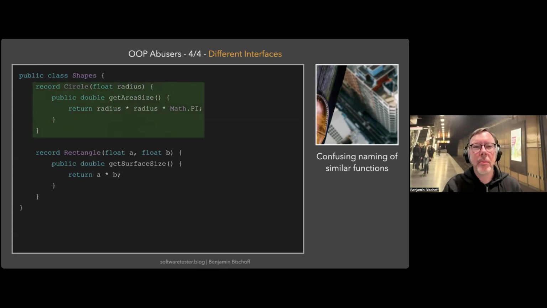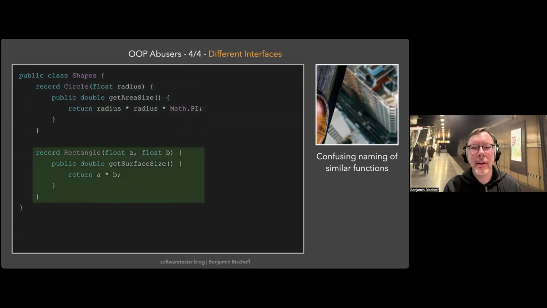So, simple example here, you have a shapes class, and in this there is a circle, and the circle has a get area size method that just calculates the area of the circle. And the rectangle also has a method like this, but in this case, it's get surface size and not get area size. And if you work with multiple classes that are kind of similar, and every class has its own naming of a method that does exactly the same, again, this leads to confusion, and you have to decide among the developers what would be a good name for all of them.